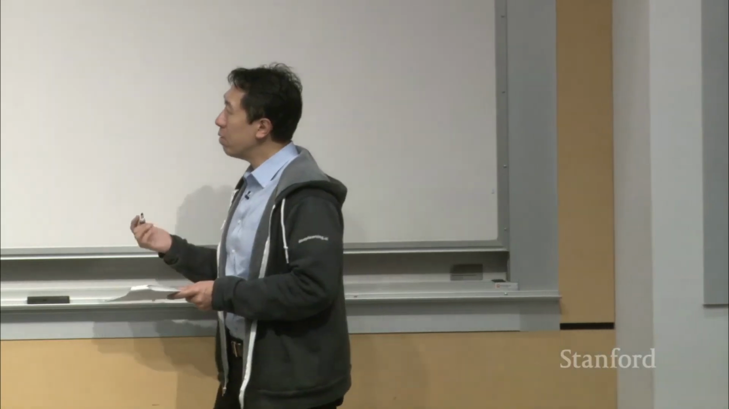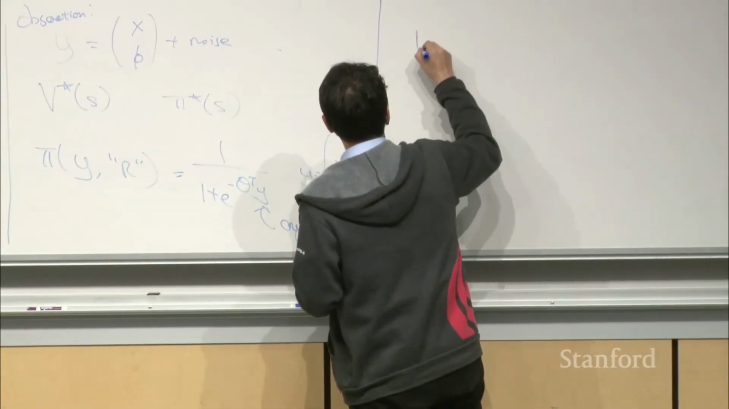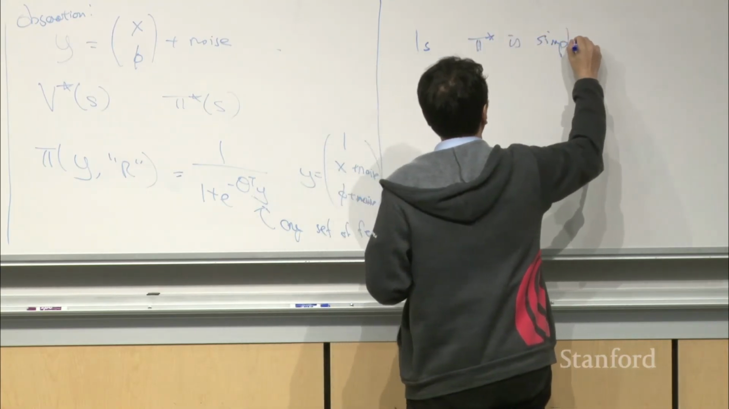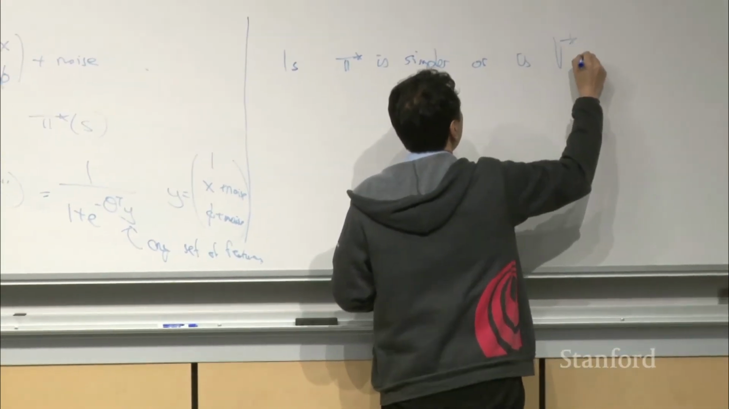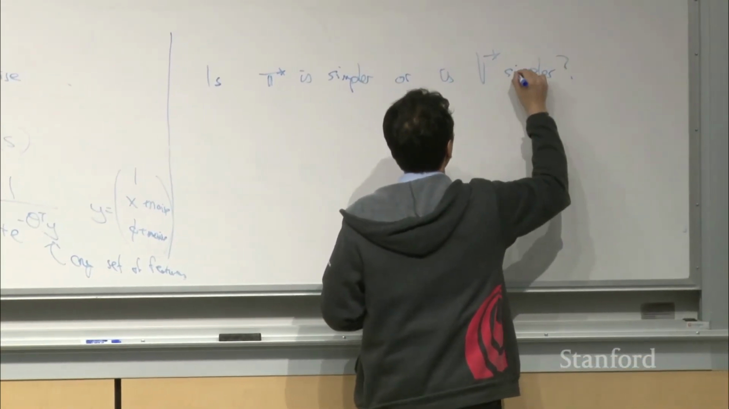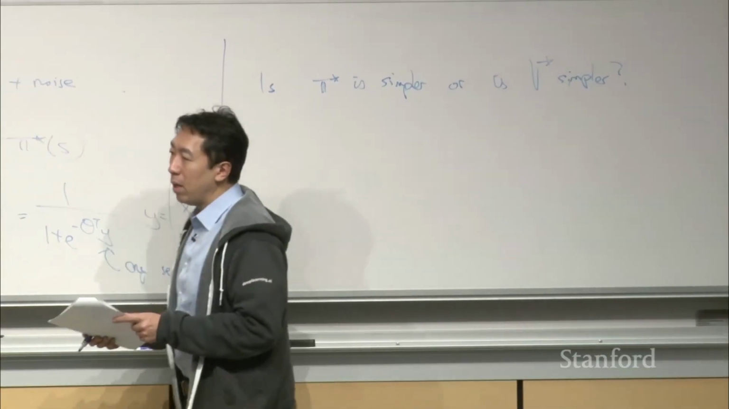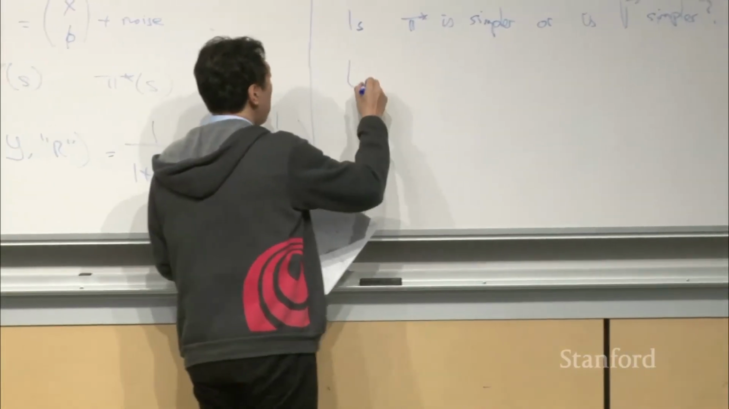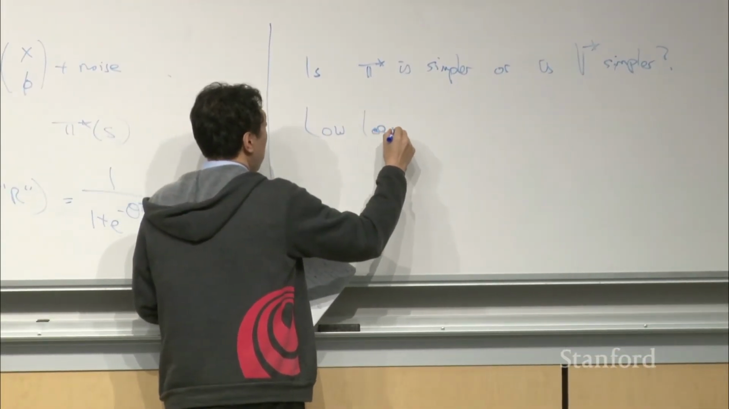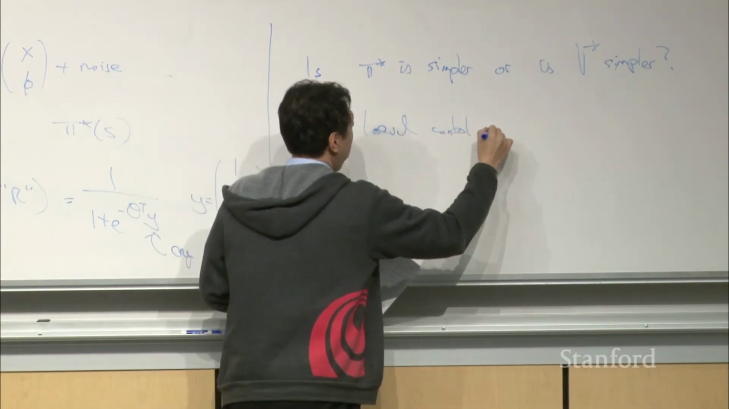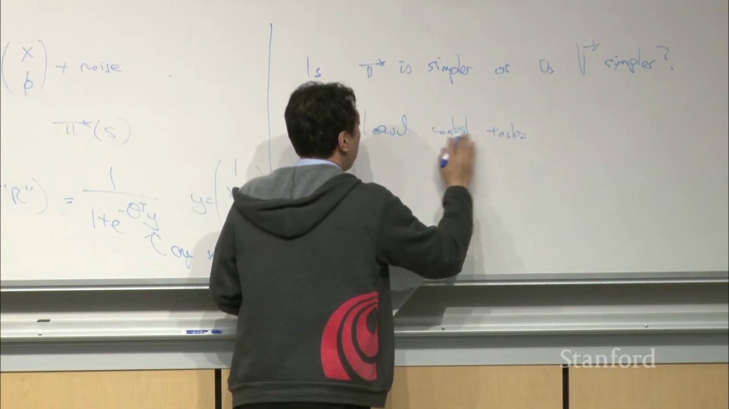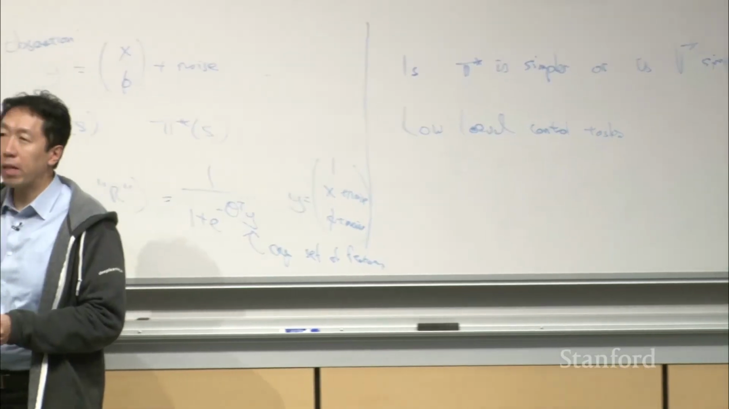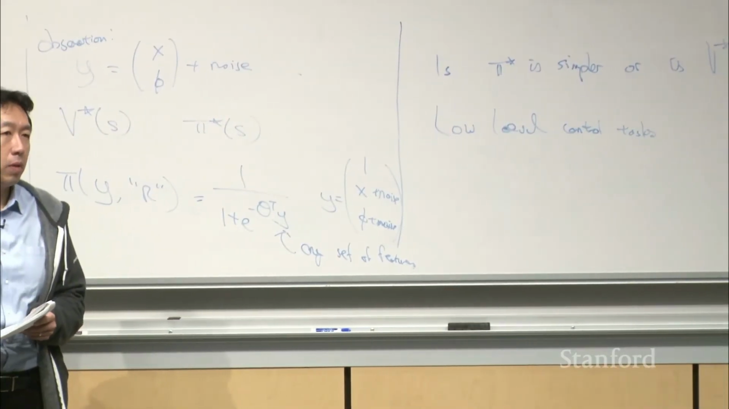But one other reason to use direct policy search is to ask yourself, do you think pi star is simpler, or is V star simpler? Here's what I mean. In robotics, there's sometimes what we call low-level control tasks. One way to think of low-level control tasks is flying a helicopter. Hovering a helicopter is an example of a low-level control task.